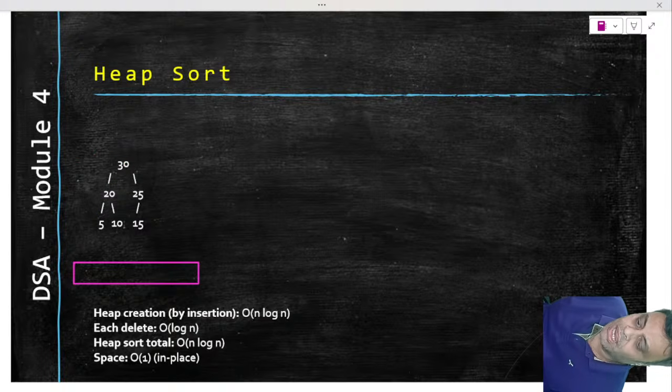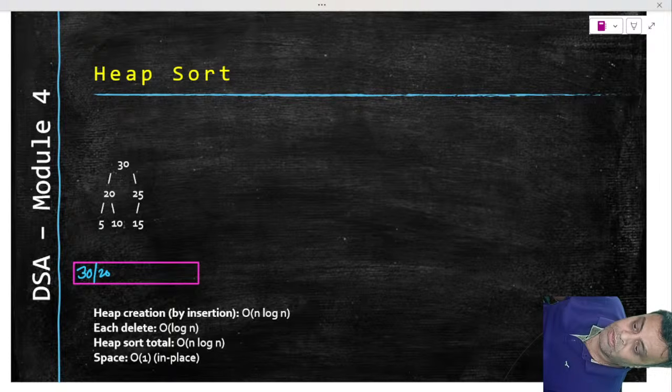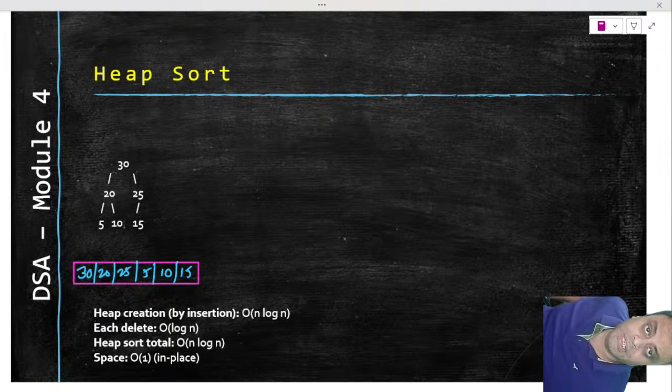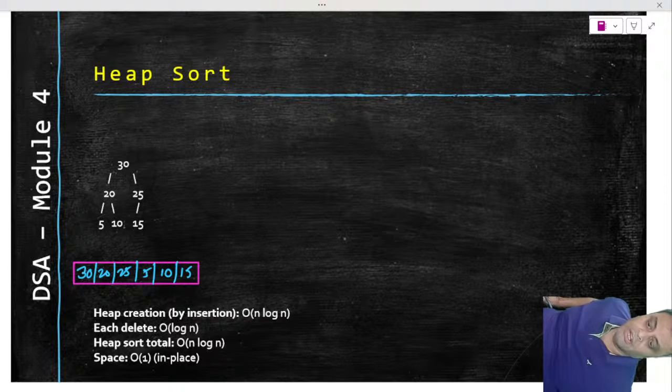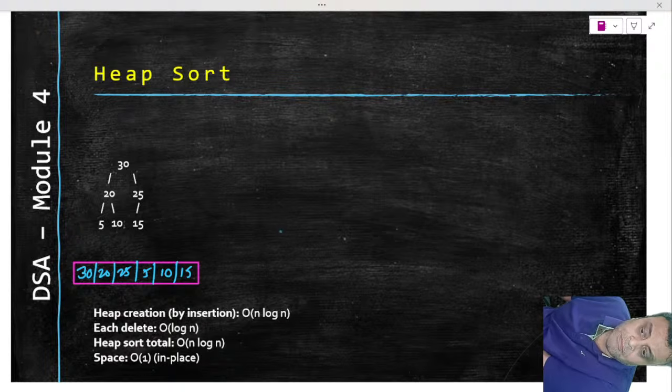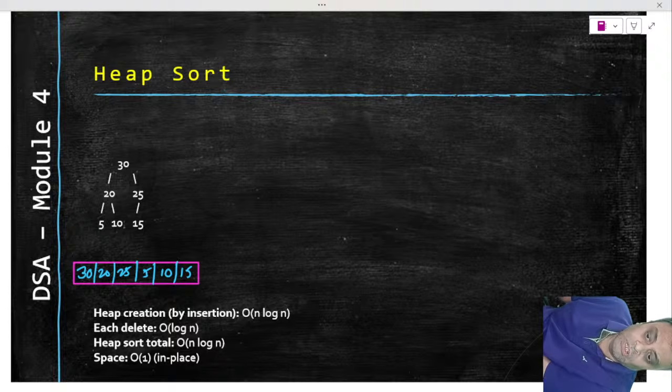So if I do that now, what are the elements that I get? Top 30. Next element I go down left to right 20. Next element I go down 25. Next element 5. Next element 10. Next element 15. This is how I will store the tree in my data structure. Now I can process this tree in order to get my heap sort. How will we do that?